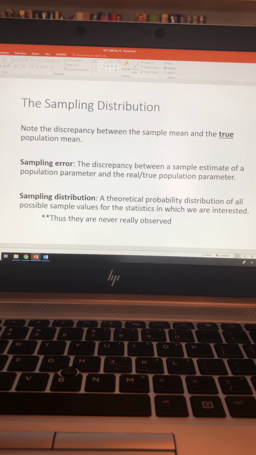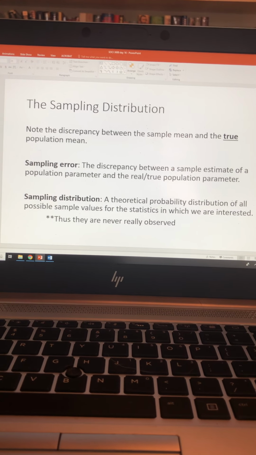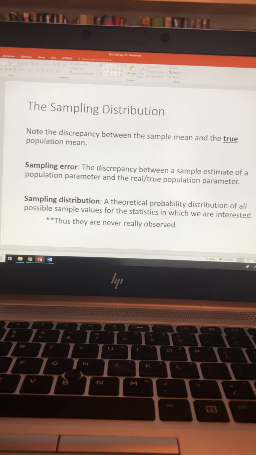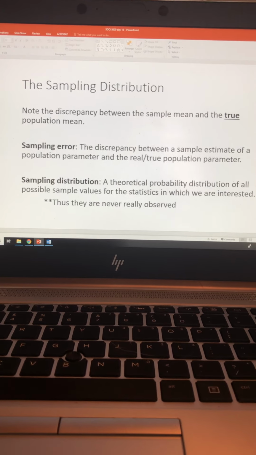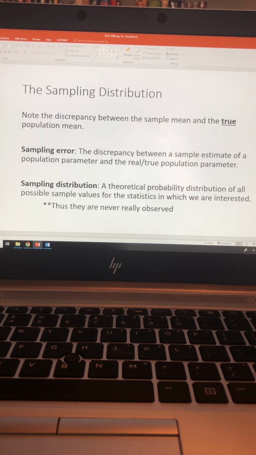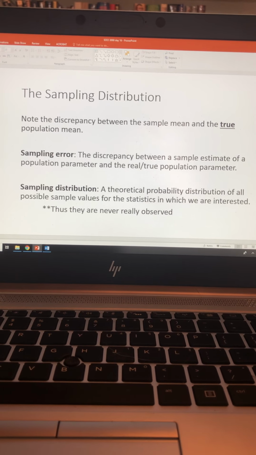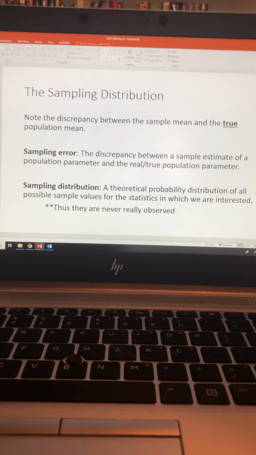So up until this point, we've done things like frequency distributions where we look at values for one variable in one sample. This is different in that we're not looking at values for one sample, we're looking at means for multiple samples.